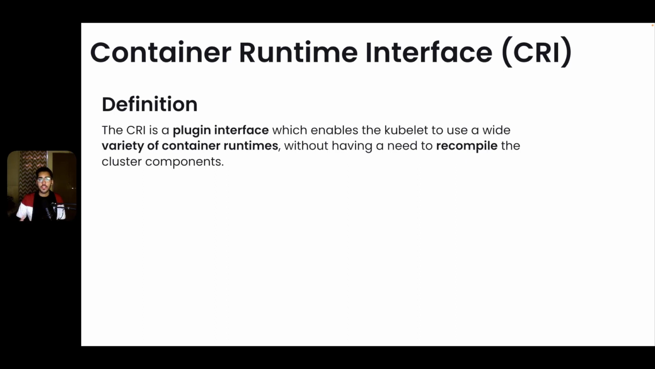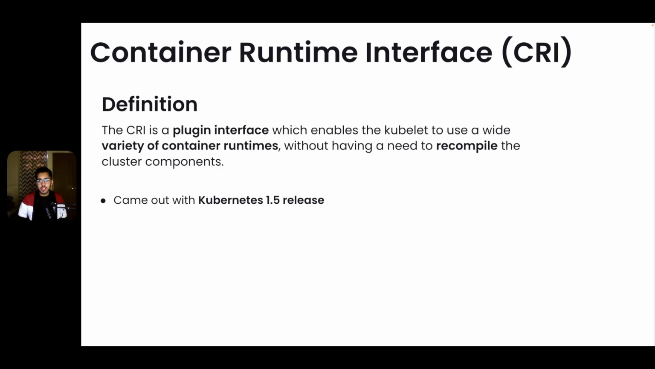So if you look at the definition of CRI, again, this is from the documentation itself. The CRI is a plugin interface which enables Kubelet to use a wide variety of container runtimes without having the need to recompile the cluster components, right? So essentially, CRI defines an interface. It basically defines an extra layer through which we can integrate different container runtimes out there, right? And that is what CRI basically defined.